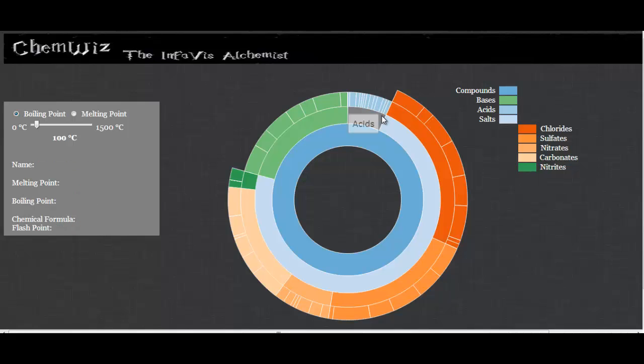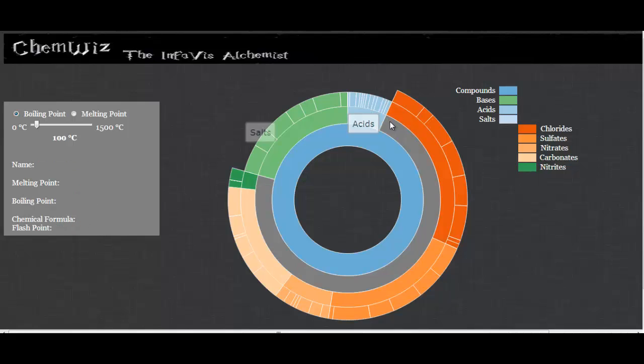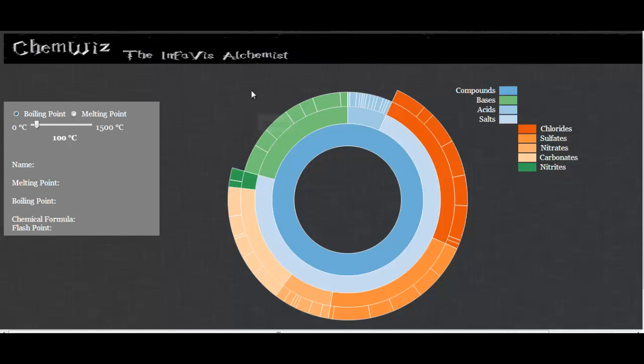Since area encodes the boiling point in this case, we can conclude that acids have low boiling points in comparison to salts and bases since they cover a very small portion of the circle. This can be corroborated further by increasing the boiling point to see that all the acids have boiling points and melting points below 350 degrees Celsius, which means that they would move into the gaseous state at this temperature.